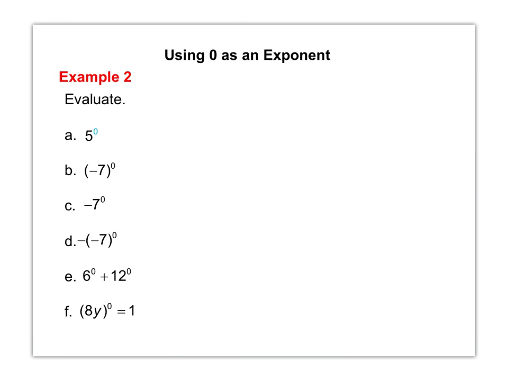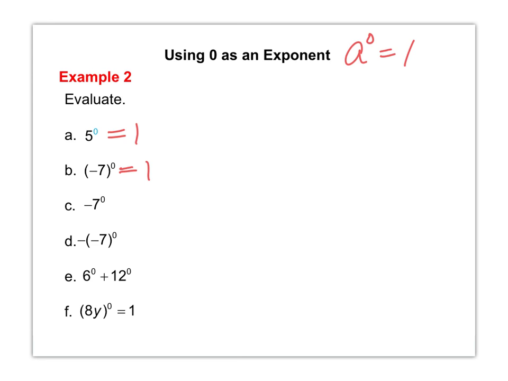Here are some examples using 0 as an exponent. In part A, we want to evaluate 5 to the 0 power. Using that property that a to the 0 is equal to 1, if the base is 5, then 5 to the 0 is also equal to 1. Now -7 to the 0 power is also equal to 1.